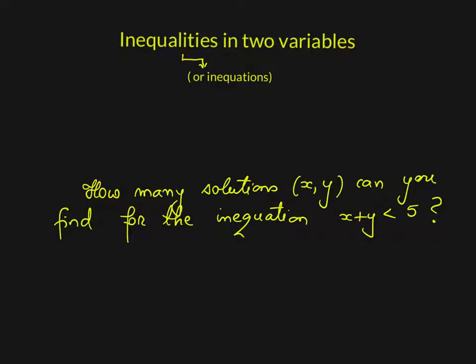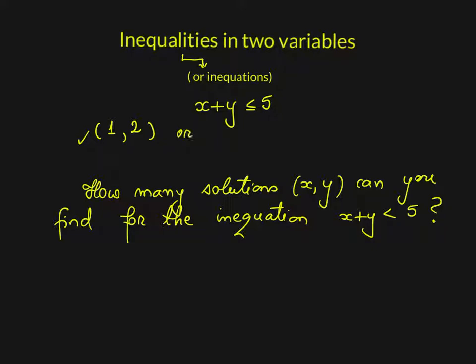We are going to look today into how many solutions an inequation in two variables has and how we represent the solutions. If we consider the inequation x plus y smaller or equal than 5, we could find a pair of variables x, y that will fulfill the inequation. Like for example, if x is 1 and y is 2, 1 plus 2 is less or equal than 5. So this one is a good one.